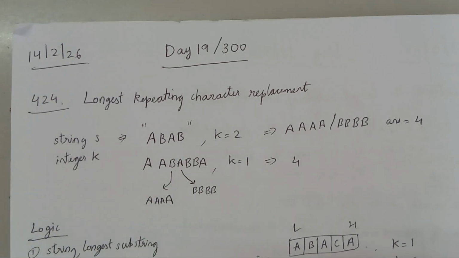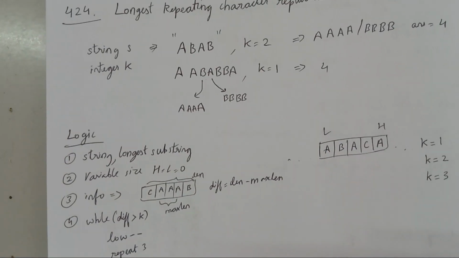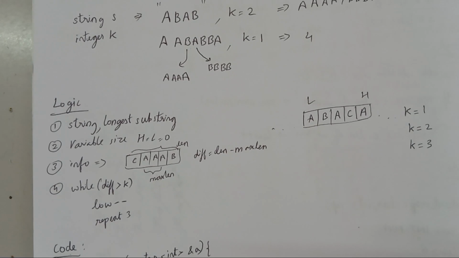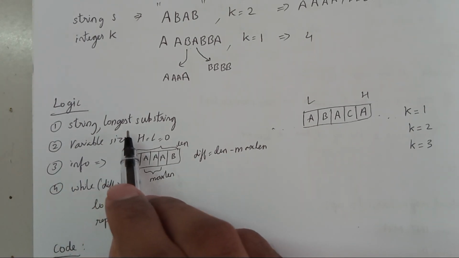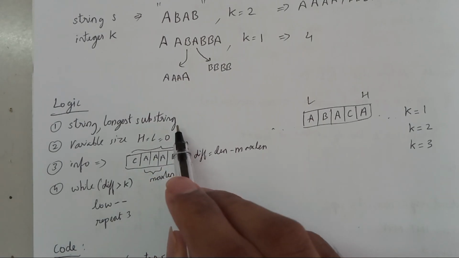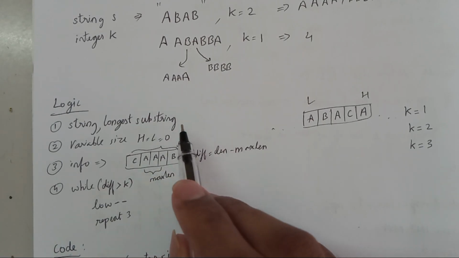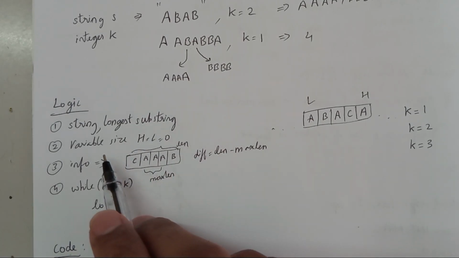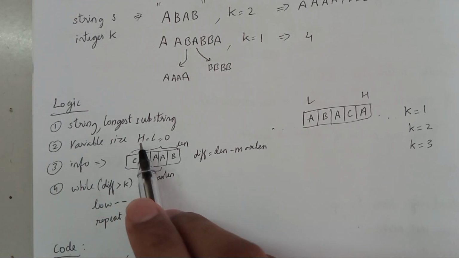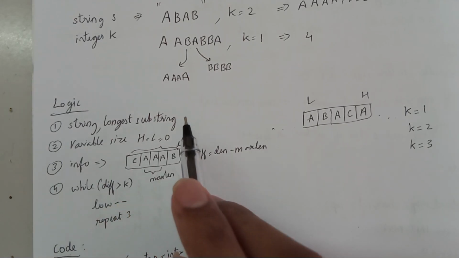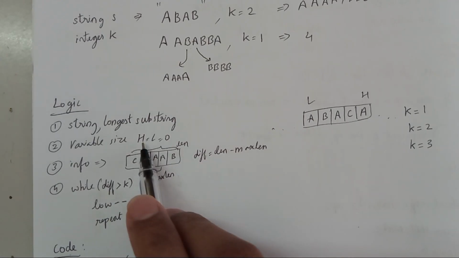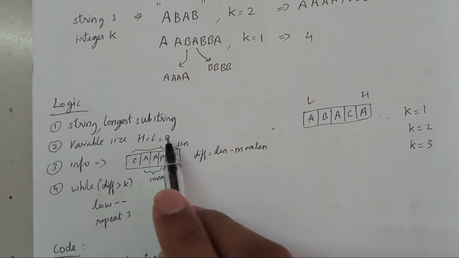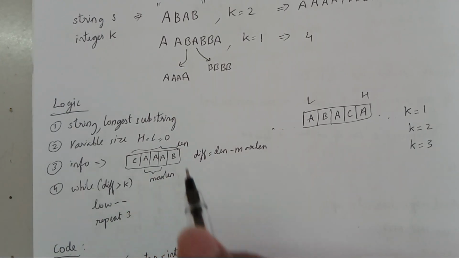So how do we solve this question? The main logic is, first we are given a string and the keywords are longest and substring. That means it is a sliding window question. Next, it is a variable size sliding window, so we are not given any fixed length of the substring. So we initialize high and low with 0 and result as int min.